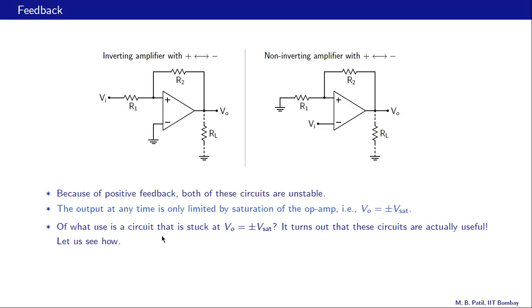Now the question is, of what use is a circuit that is stuck at Vo equal to plus Vsat or Vo equal to minus Vsat? It turns out that these circuits are actually useful, and let us see how.